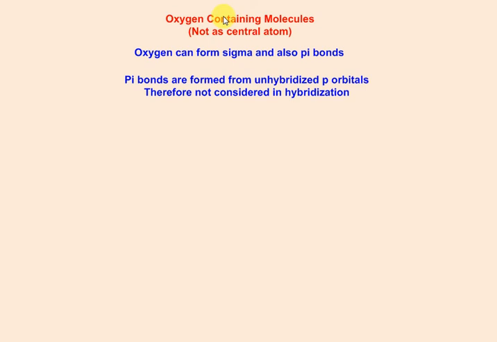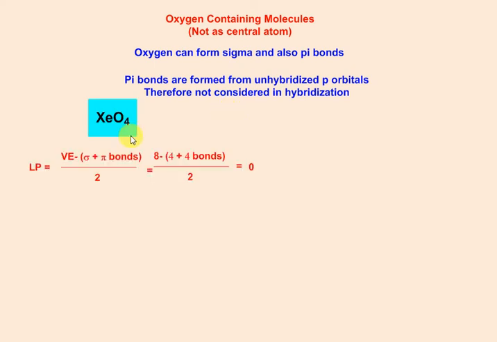Now I will discuss molecules in which oxygen is forming both sigma and pi bonds. Let us discuss the XeO4 molecule. Xenon belongs to the inert gas family, which has 8 valence electrons. Here oxygen is forming sigma as well as pi bonds. 4 oxygen atoms will form 4 sigma bonds and 4 pi bonds. So 8 valence electrons in xenon minus 4 sigma plus 4 pi, that is 8. 8 minus 8 divided by 2, the number of lone pairs on xenon in XeO4 will be 0.